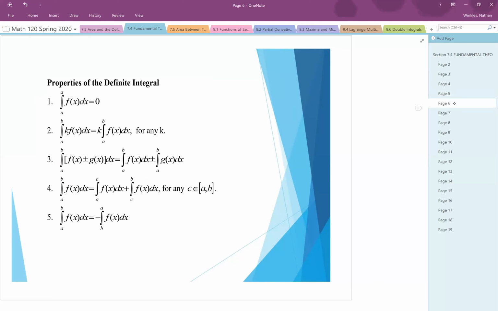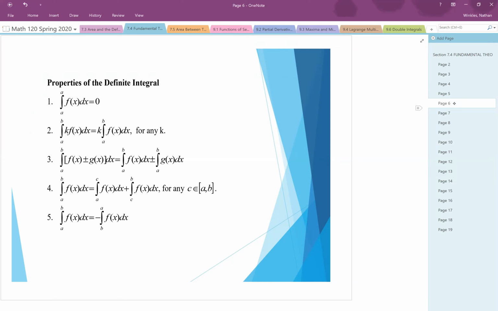Some of the properties that we can have, these are the main properties whenever we talk about integrals, will allow us to do this. The first one: the integral from a to a of f of x dx is equal to 0 always, because you're plugging in the same value, F of a minus F of a, which will give us 0 every single time.